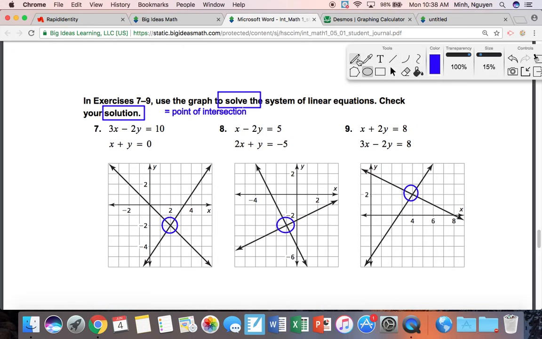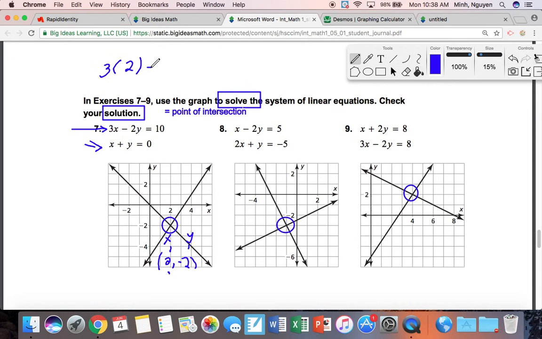Whatever. We got 2, negative 2. And when it says check, that means you're going to do the same thing you did in the whole last section, where you say this is your x, this is your y, and you substitute in both equations, this one and that one. 3 times 2 minus 2 times negative 2. I'll just do that to make sure.